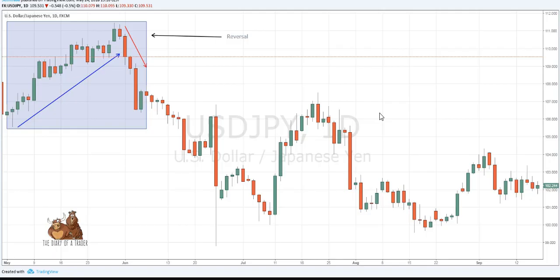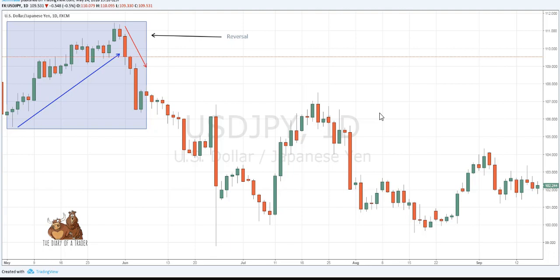Hello traders, today we are going to go over another candlestick strategy. In this case it's called the Three Black Crows strategy. It's a popular trend reversal strategy used by many traders to identify when the market is turning down.